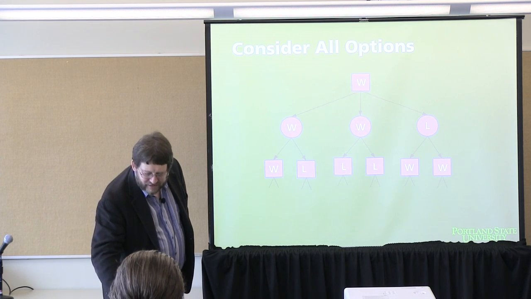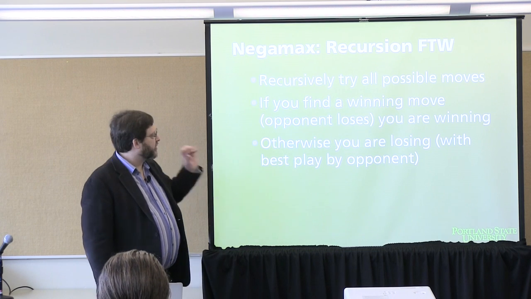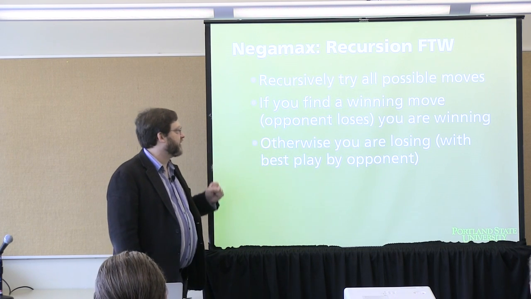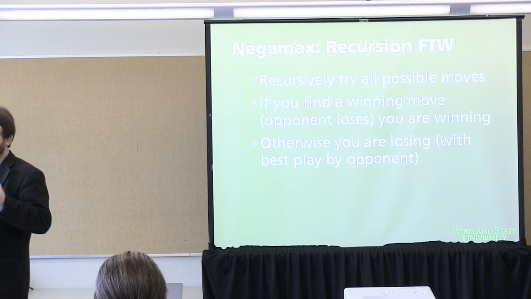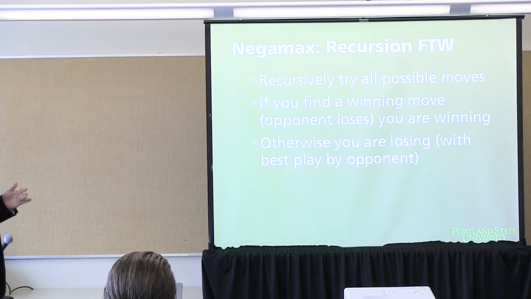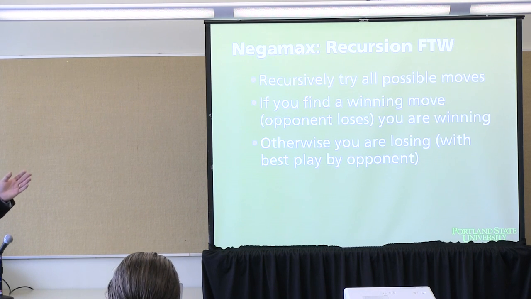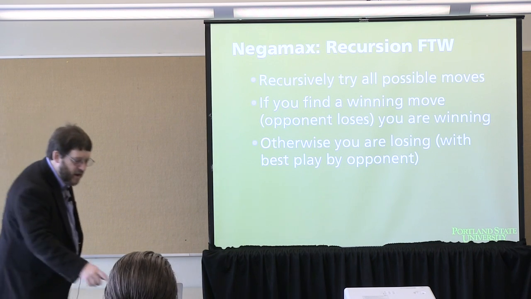So that's what we're going to build today. Recursively try all the moves. If we find a winning move because the opponent loses, then you're winning. You should take your winning move. Otherwise, you're losing if your opponent plays perfectly. So we'll stall and assume our opponent might not play perfectly, because that would be nice. Clear enough? Yay! All right.